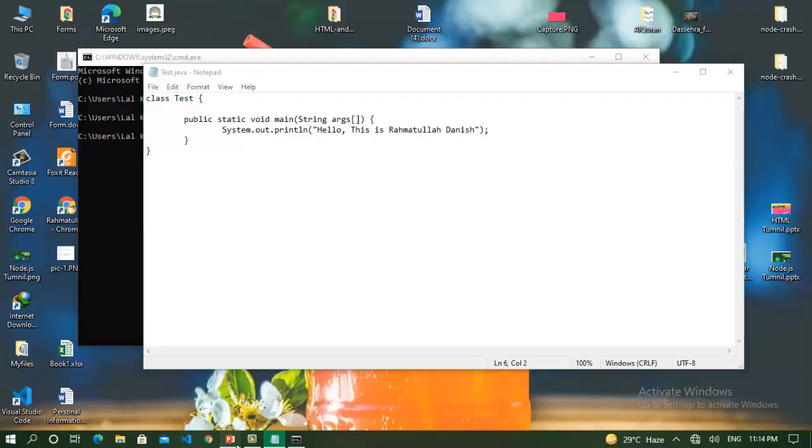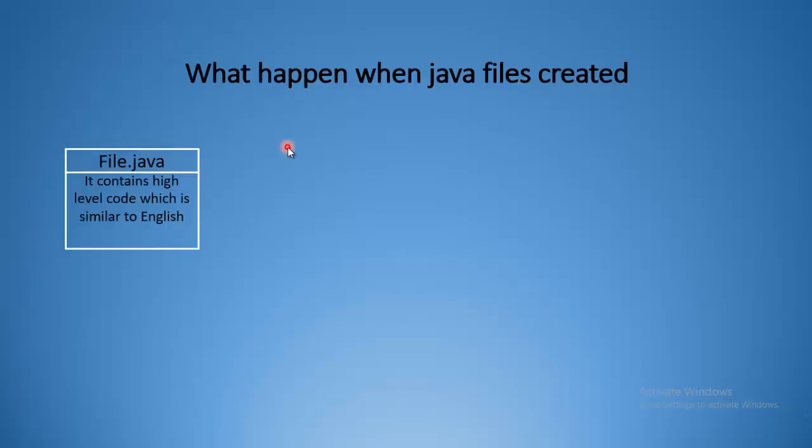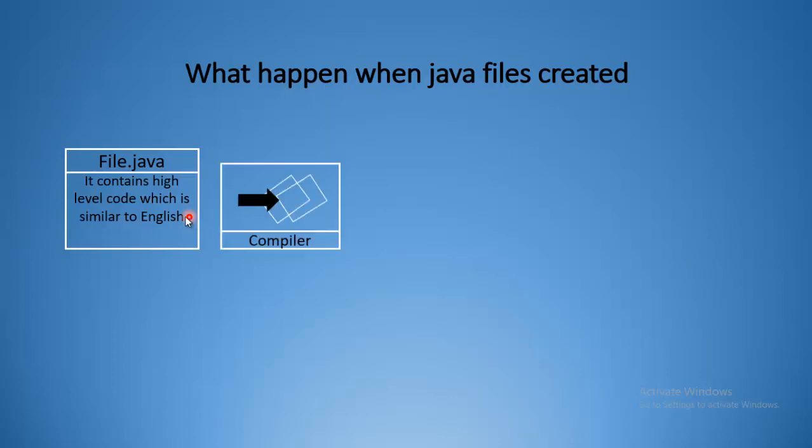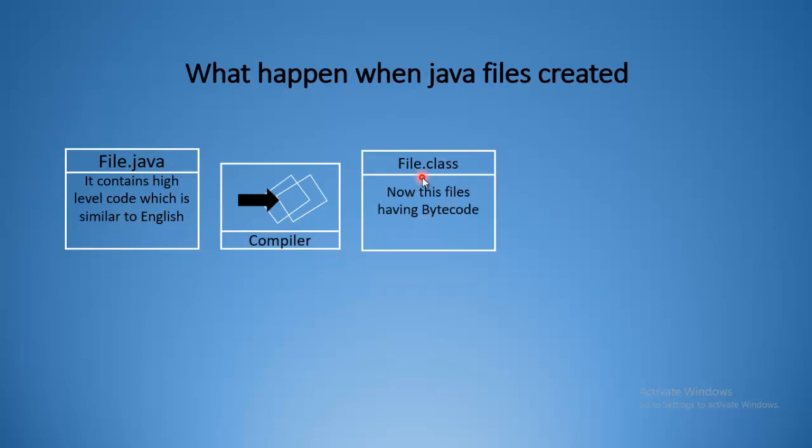Compilation process. What happens when a Java file is created? I create one file, test.java. It contains high-level code which is similar to English. It is a simple English language. This is high-level code. What does the compiler do? The compiler changes this code to machine code. When we compile this file, it has bytecode, a binary code.